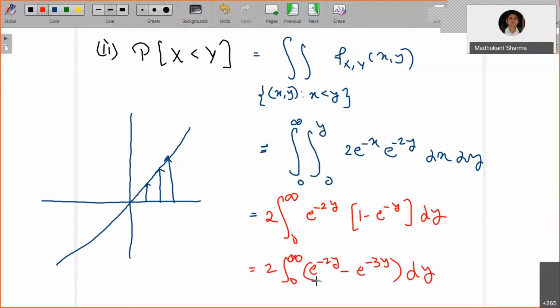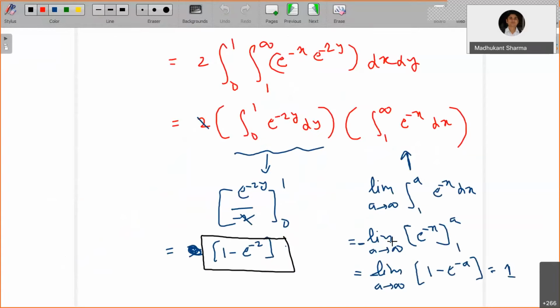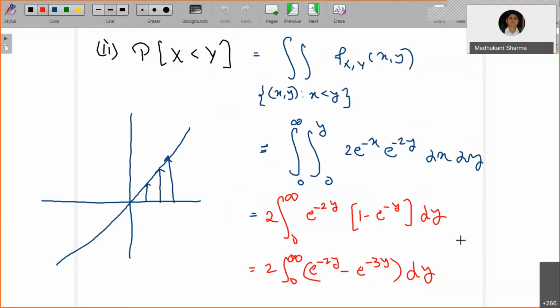Now this is again an improper integral, so you are going to apply the similar definition here to evaluate it as well. What you will obtain is the final answer, which I can tell you: this is going to be 1 by 2, and this is going to be 1 by 3.